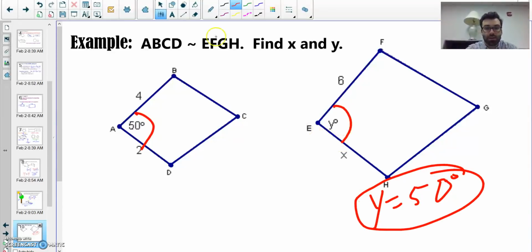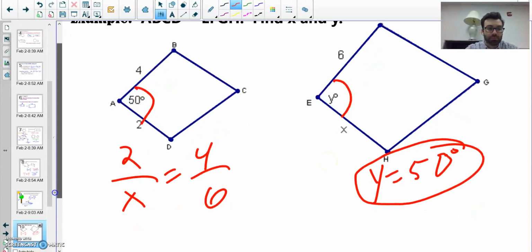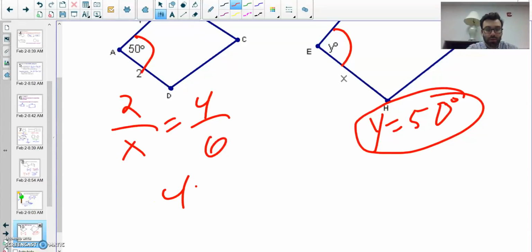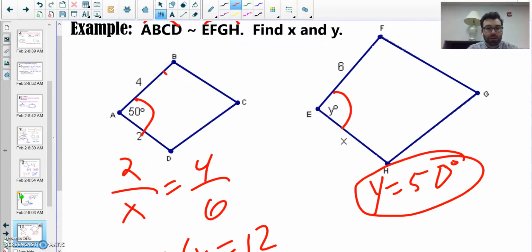Well, XEH corresponds with A to D. So 2 over x equals, going left to right again, 4 over 6. Well, that's 4x equals 12, so x equals 3. Boom. I know that these angles are the same as well, because they're corresponding. I know that this angle is the same as this angle, and I know that this one here is the same as that one there.